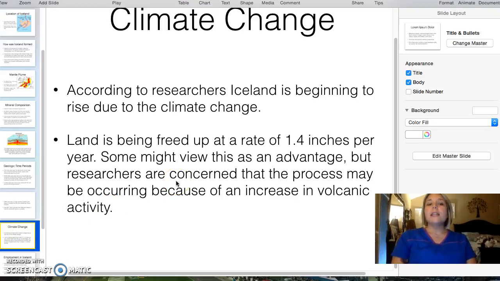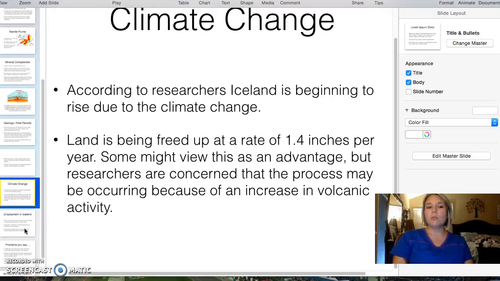Climate change in Iceland. According to researchers, Iceland is beginning to rise due to the climate change. That's freeing up some land, about 1.4 inches per year. Some might see this as an advantage. More land might be needed there. But researchers are concerned about this because they think that this is due to some volcanic activity starting, which nobody in Iceland wants.